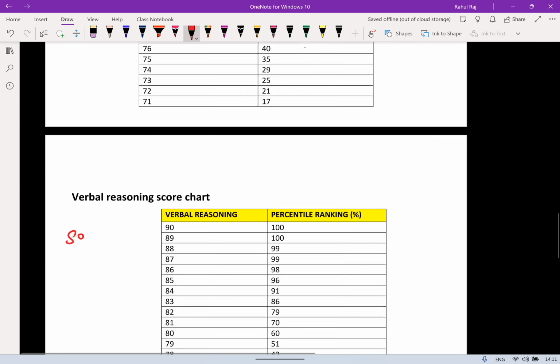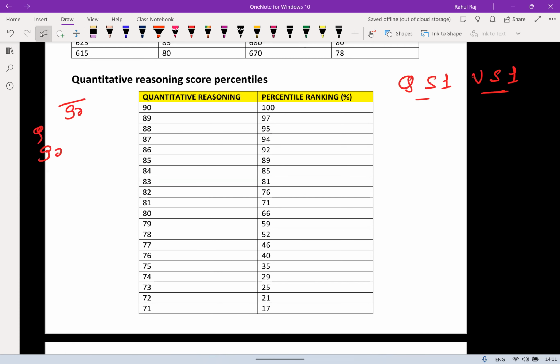So what happens is that you will not get to know your individual score in GMAT, that is, what is the score that you have done in math? What is your score in verbal? What is your score in data insights? This will not be known to you. All you will get to know is out of 90.